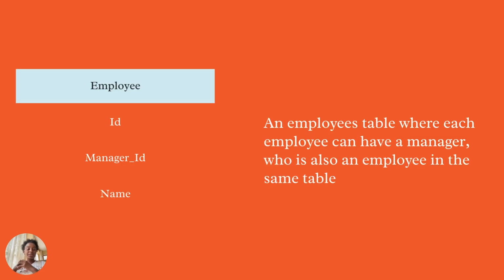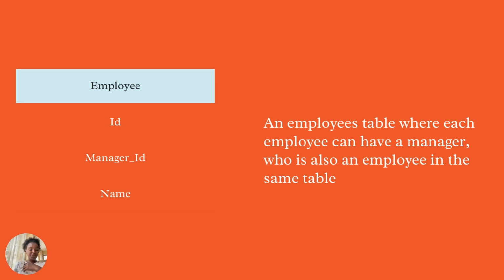We have an employee table with ID, manager ID, and name as the example columns. In an employees table, each employee will have a manager who is also an employee in the same table. A manager is also an employee. So it makes sense to query the same table to get details of the manager, or maybe the employees under them, or maybe two levels above you. We can do all sorts of queries with this.